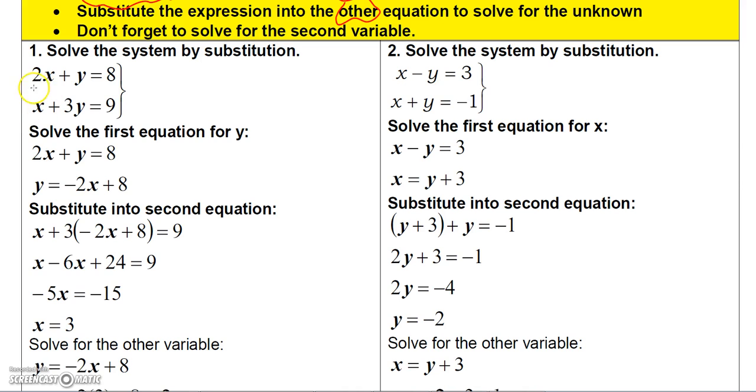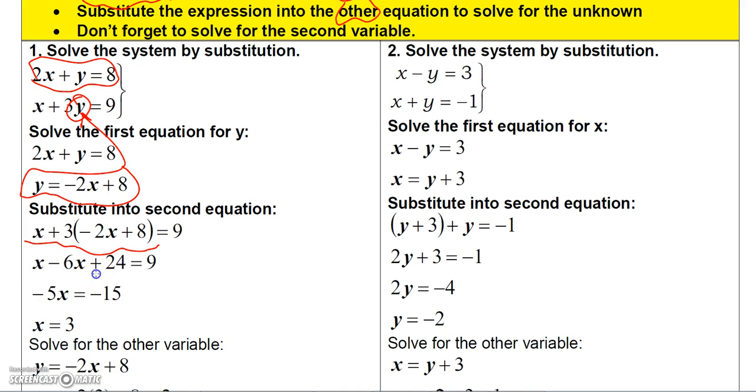So here, if I wanted to solve this system, what I could do is take this first equation, 2x plus y equals 8, and solve that for y, and I would get y equals negative 2x plus 8. Then I could take what I got there and go up here into the second equation and replace y with that value. What that would give me is x plus 3 times my new value for y, negative 2x plus 8, equals 9. And then distribute the 3 through, and I get minus 6x plus 24.